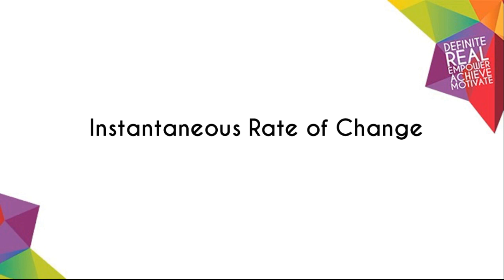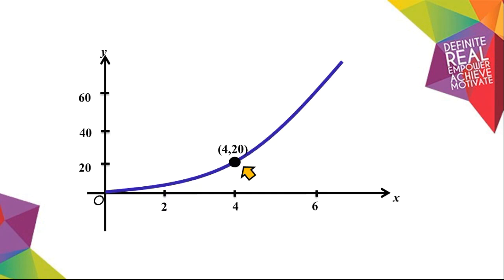Now we are talking about the instantaneous rate of change, and to understand this, let's see this illustration. This illustration shows a curve where the point (4, 20) lies on the curve, and we are going to find the rate of change at this single point. Now, we need the help of other points on the curve. Take a point (6, 60), and if we calculate the gradient of the line connecting these two points, it will be the average rate of change, which is 20.